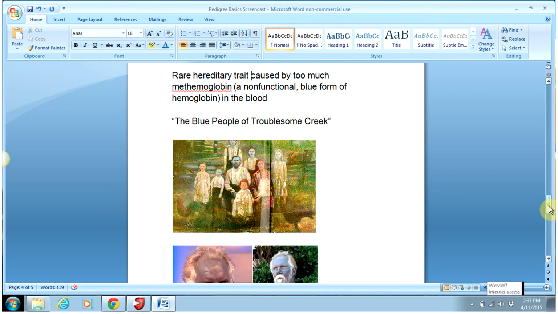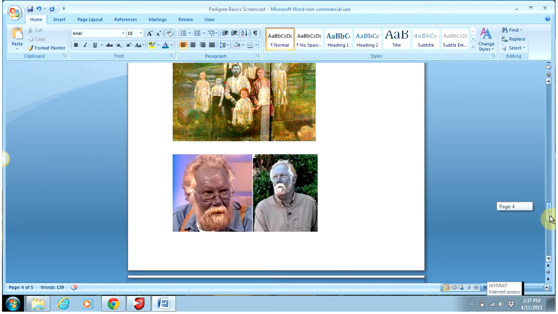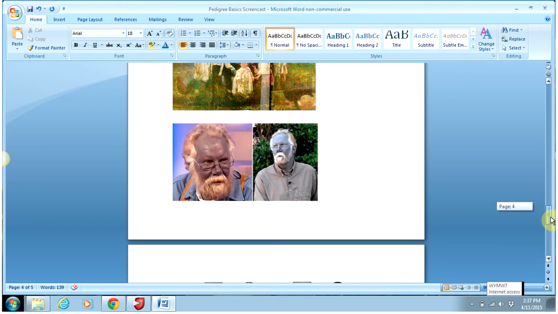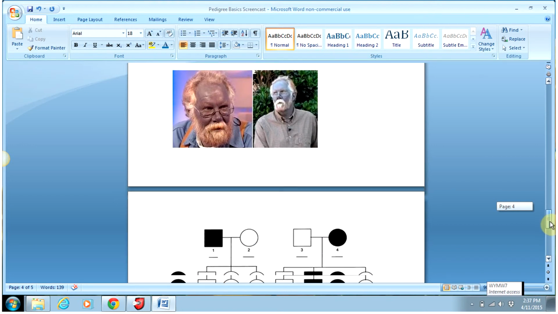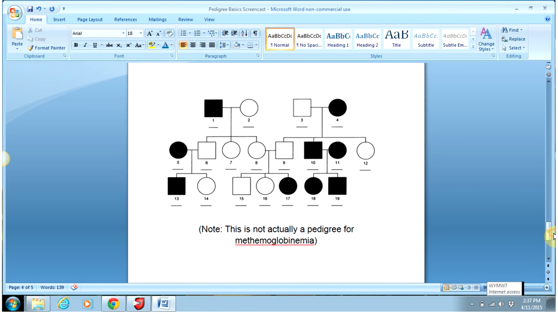And there's a very famous family called the Fugits who lived in Kentucky, specifically on Troublesome Creek. And this is a very old picture of the family back in the day. And you can actually see that some of them have skin that's tinted blue from too much methemoglobin. This is a real picture. This is not Photoshopped. And this is a current member of their family who's alive today. Very blue.